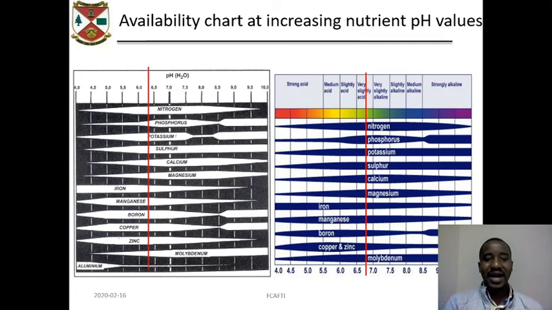And we said that for most macronutrients, availability increases with an increase in soil pH, whereas for most micronutrients, with the exception of molybdenum, as you can see, availability increases with a decrease in soil pH. But molybdenum, just like the macronutrients, has availability that increases with an increase in soil pH, as you can see in both availability charts. Okay.